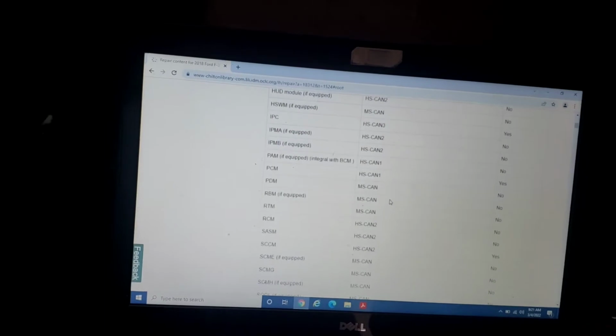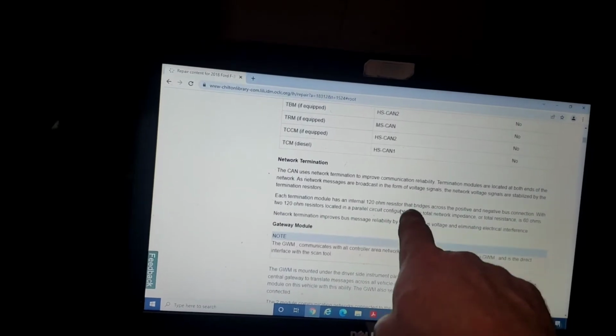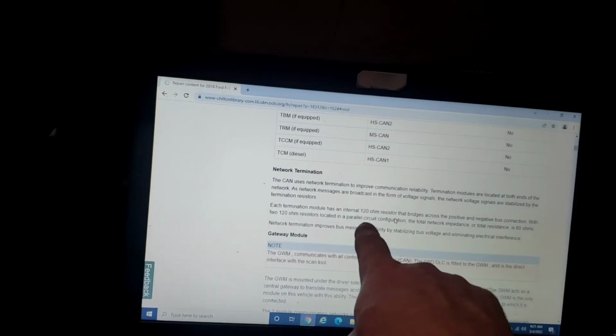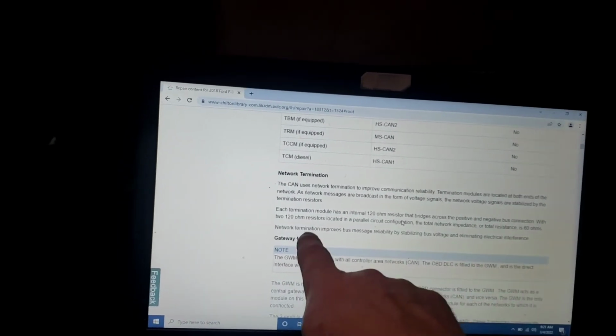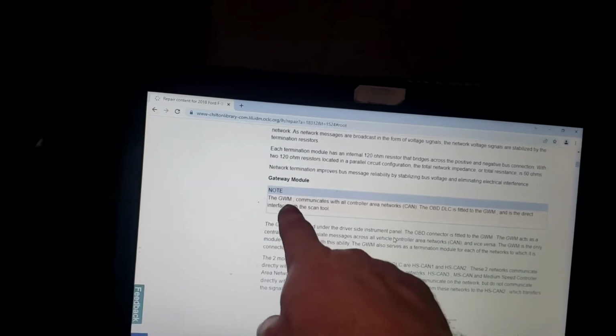Check that with the battery off. All these other modules it talks about, don't care. But it even says the CAN uses termination resistance. They put two 120 ohm resistors in parallel and you get 60. What does this do? It improves bus message reliability and stabilizes bus voltage. So interference, when your messages are bouncing back and forth, that resistance absorbs those noises. So the gateway module communicates with all controller area networks.